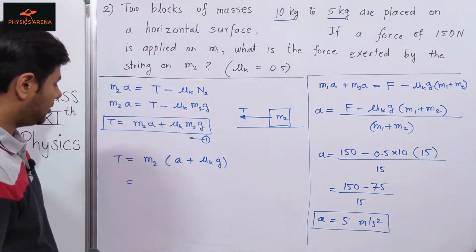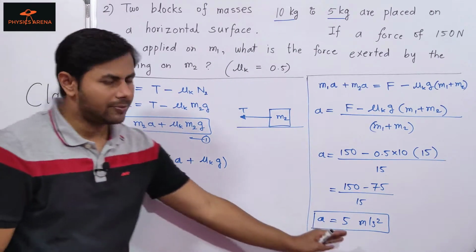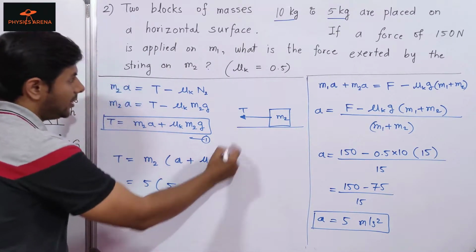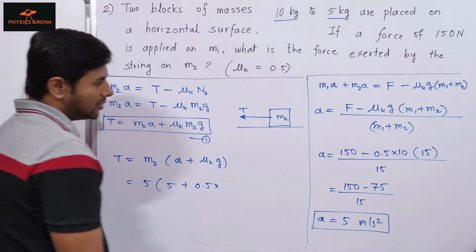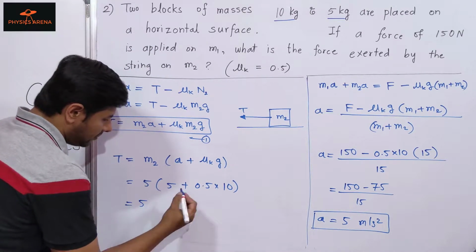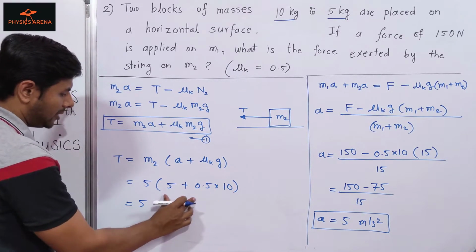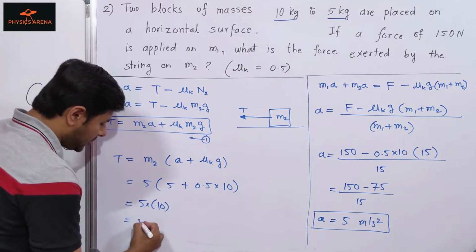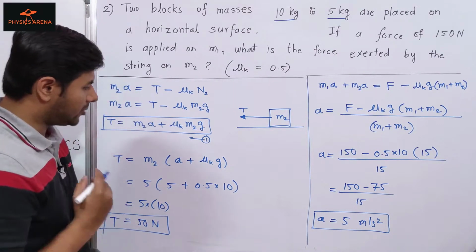Then I can substitute the values. So m2 is 5 kg, A we just found and it is 5 meters per second squared. So it is 5 plus mu k, which is 0.5, multiplied by g, and g we consider to be 10. So we have 5 multiplied by (5 plus 0.5 multiplied by 10, which is also 5). So 5 plus 5 is 10, and 5 times 10 is 50. So the tension in the string is 50 newtons.